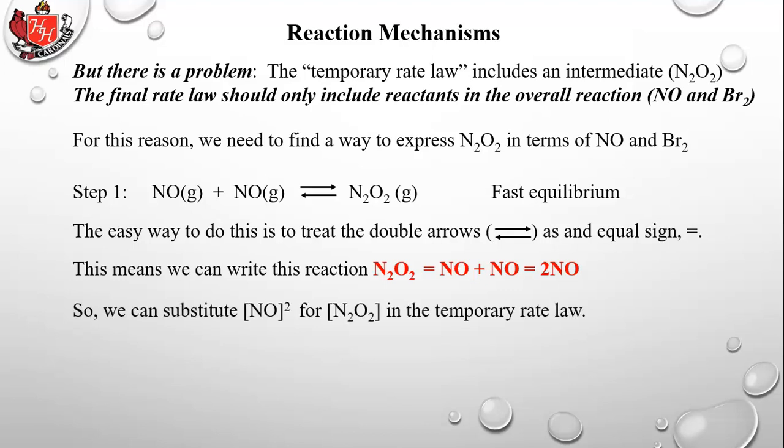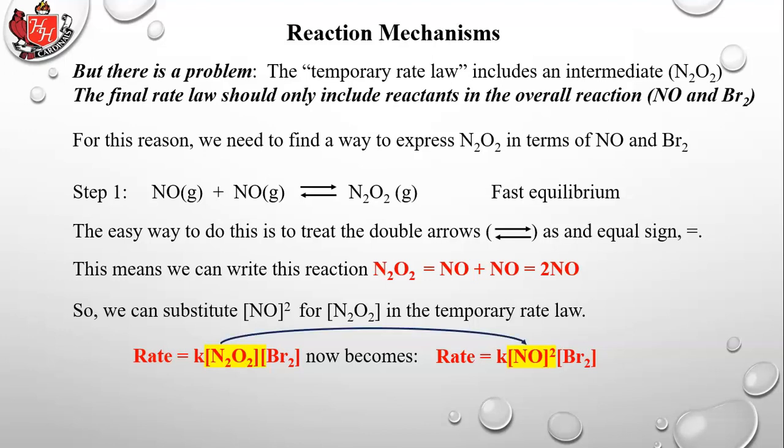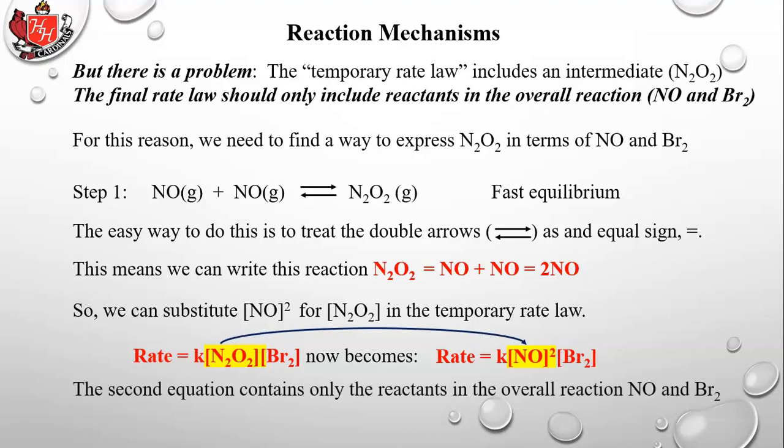So we can substitute NO squared for N2O2 in the temporary rate law. So there's the original temporary rate law that we wrote on the previous slide, and that now becomes rate equals k times NO squared times Br2. So you see how the N2O2 was substituted by NO squared. The second equation contains only reactants in the overall reaction, NO and Br2, so this is a valid rate law.